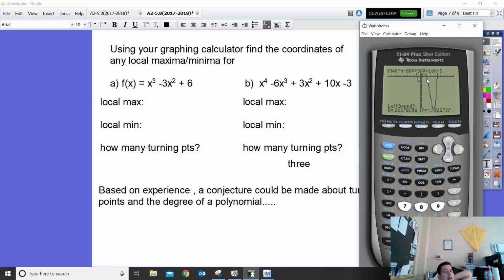You get to the left of the maximum. You might have some stuff in the way of the equation itself. That's no big deal. You get to the left of where the maximum is, and you press what? Enter. Let me get a little closer. Then after you press enter, you get where? To the right.